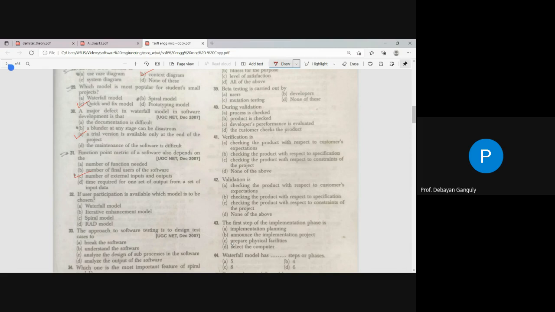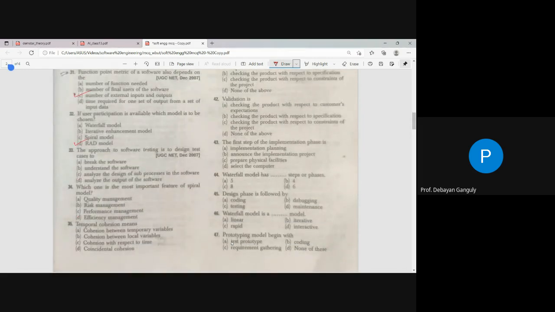Which model is to be chosen? That answer is RAD model. The approach to software testing is to design test cases.